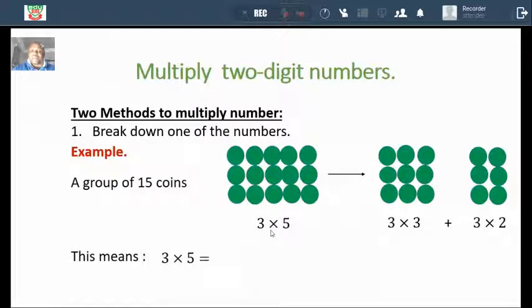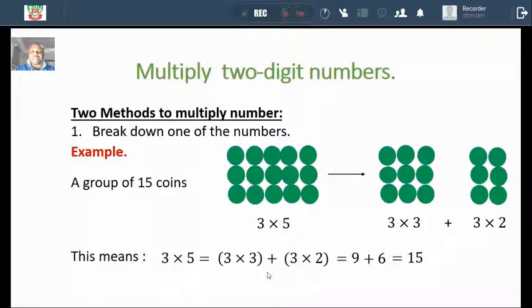This means that 3 times 5, as you see from this group of 15 coins, when we break it down, gives us a group of 9 and a group of 6, smaller groups from this bigger group. So that means 3 times 5 could be written as 3 times 3, which represents this one here, and 3 times 2, which represents this one here. Now, 3 times 3, as we know, is equal to 9, and 3 times 2 is equal to 6. And now, 9 plus 6 is equal to 15.